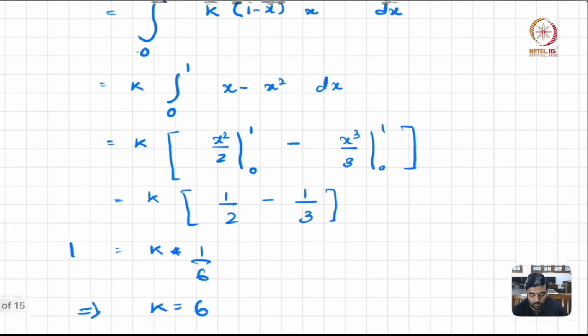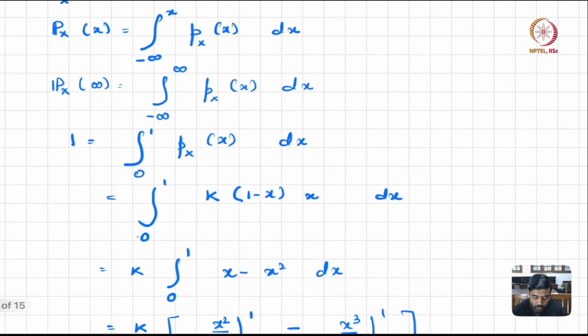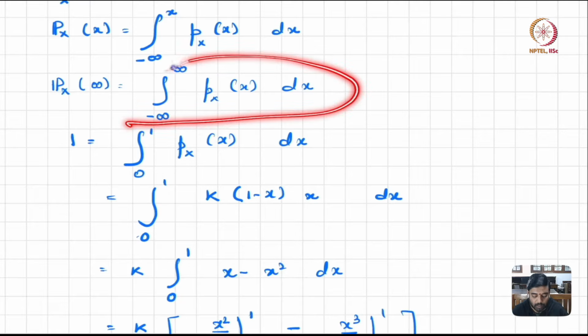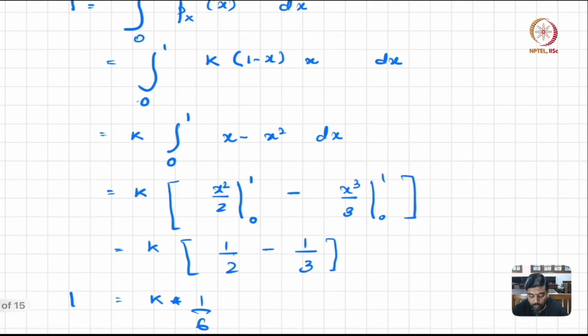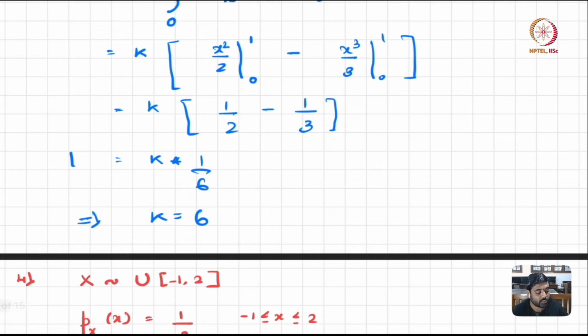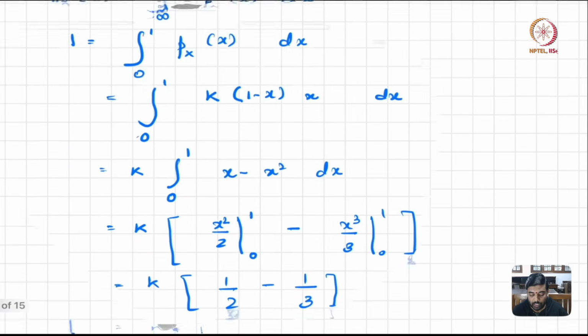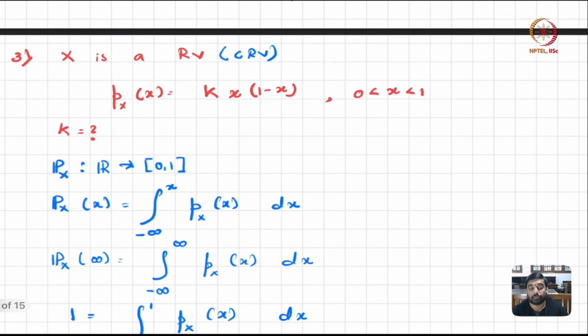Now, what is the main outcome of this overall thing? If you integrate your density function from minus infinity to infinity, you should get 1. Please remember, I am not saying that for a specific value of x you will get anything. I am saying that you integrate it from minus infinity to infinity, you should get 1, because of which I would be able to calculate the value of this k. That is the take home message from this specific problem.